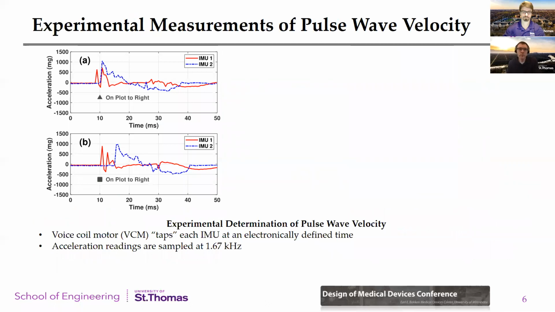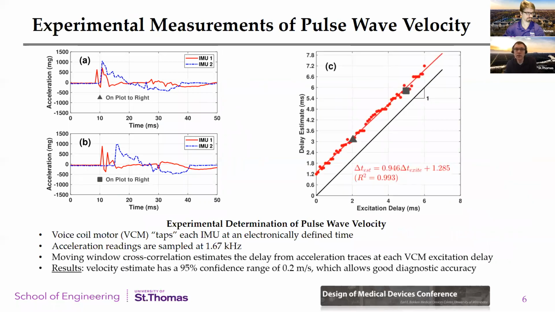model. So we connected two PCBs to the IMU and then placed voice coil motors at each accelerometer to tap the accelerometers. And at each time difference between the taps, we measured acceleration versus time. And then the delay between these two accelerometer traces was estimated from moving window cross correlation. As shown in the panel on the right, the estimate of the transit time, calculated from the accelerometer measurements, compared to the programmed VCM delays with a slope of 1. So we estimated an error in our velocity measurement of 0.2 meters per second, which allows for very good clinical diagnostic accuracy.